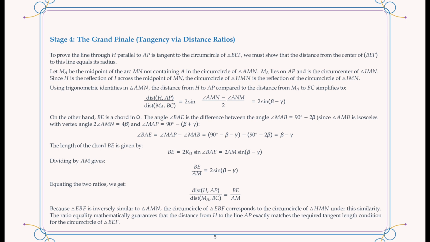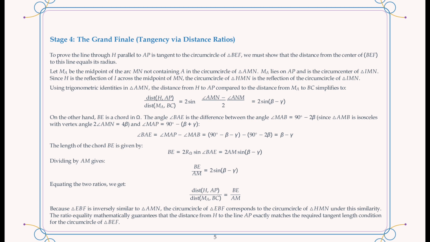Using trigonometric identities in triangle AMN, the distance from H to AP compared to the distance from M subscript A to BC simplifies to the distance from H to AP, divided by the distance from M subscript A to BC, equals 2 times the sine of beta minus gamma.